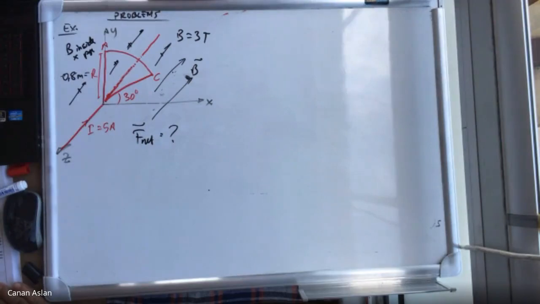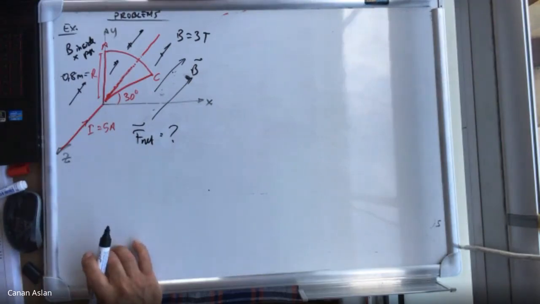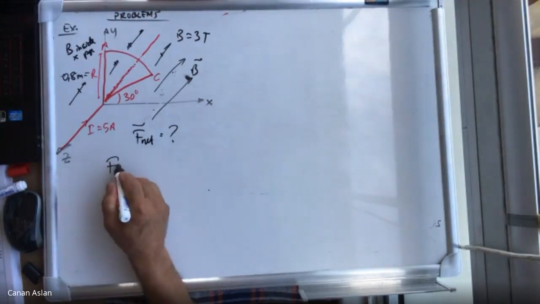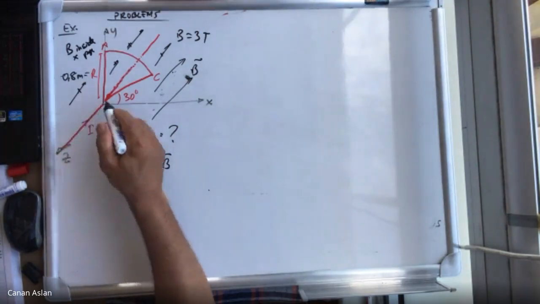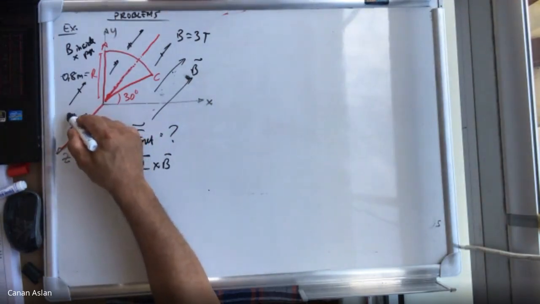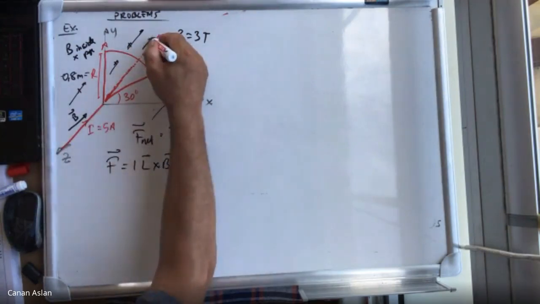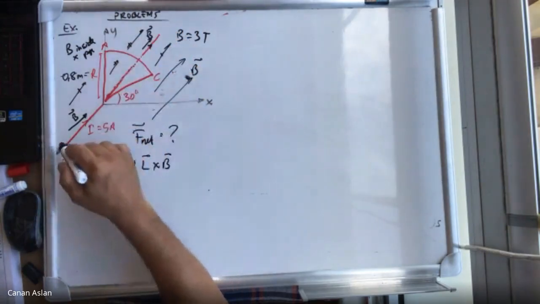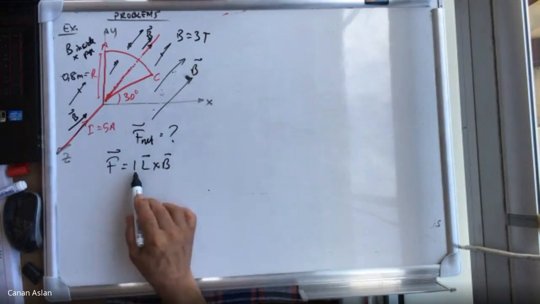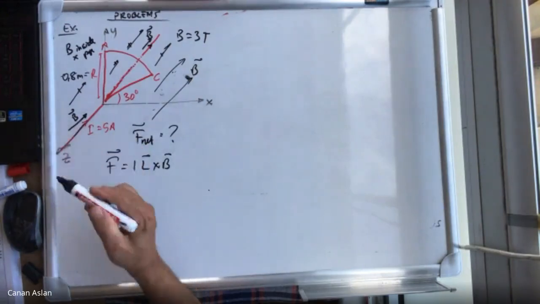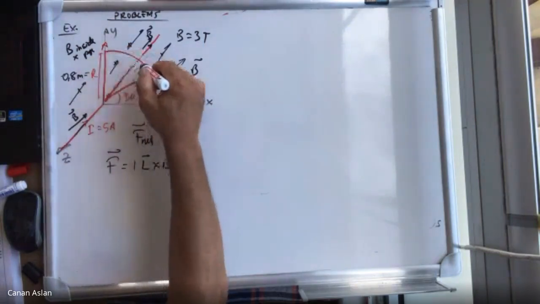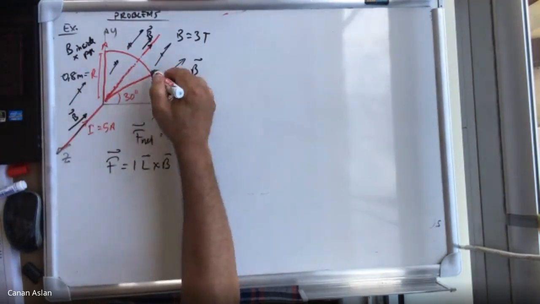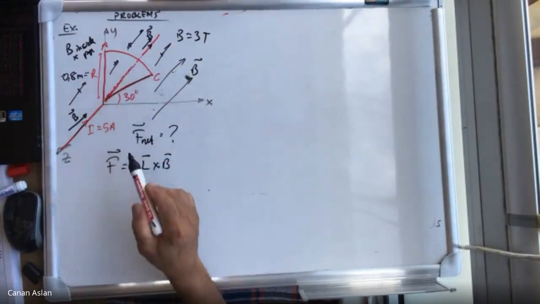Now, the portions of the wire along the axis are not affected by the given magnetic field. Why? Because F equals I L cross B, remember? Here, the magnetic field and the current are in the same direction, so if they are in the same direction, then the cross product gives you 0. No contribution. So the only contribution is from this curved one, this straight and then this part.